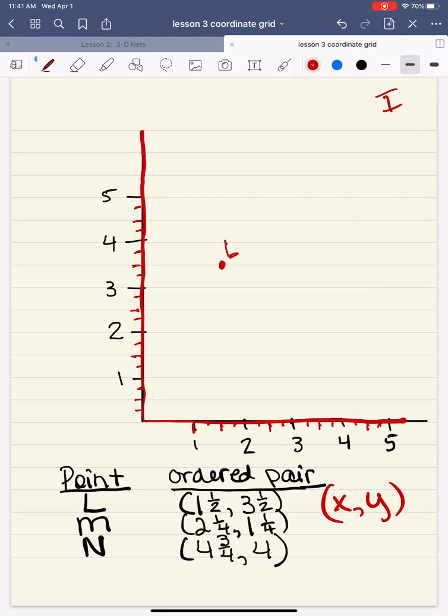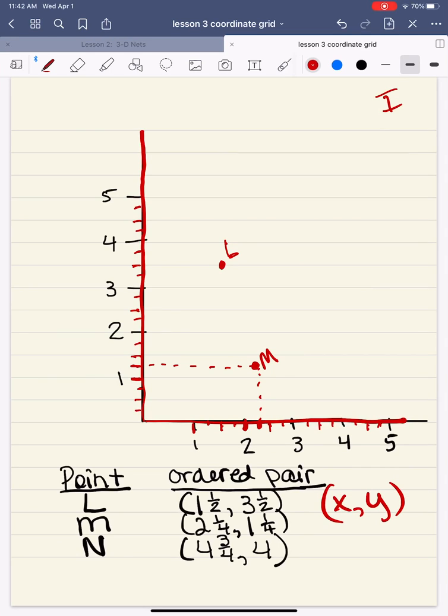Then M is at 2 1/4. So here's the 2, 1/4 would be here. Then that's going to go up to 1 1/4. So 1 is here, 1/4 here. And that's point M. Kind of dot that over so you can kind of see where I'm at.